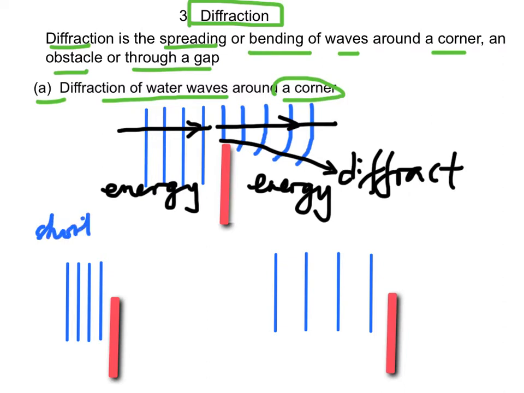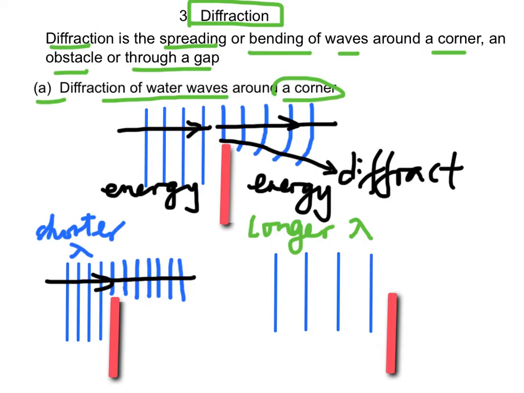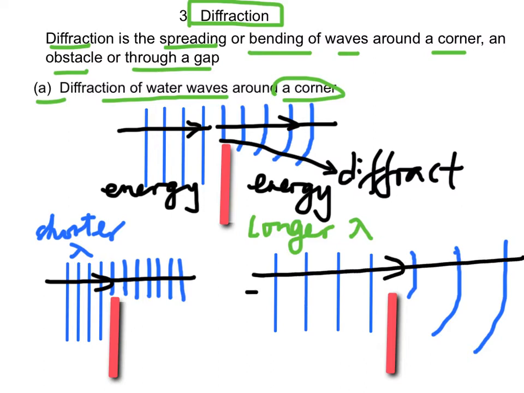For a shorter wavelength, the spreading is to a smaller extent. For a longer wavelength, we say the wave diffracts to a greater extent.